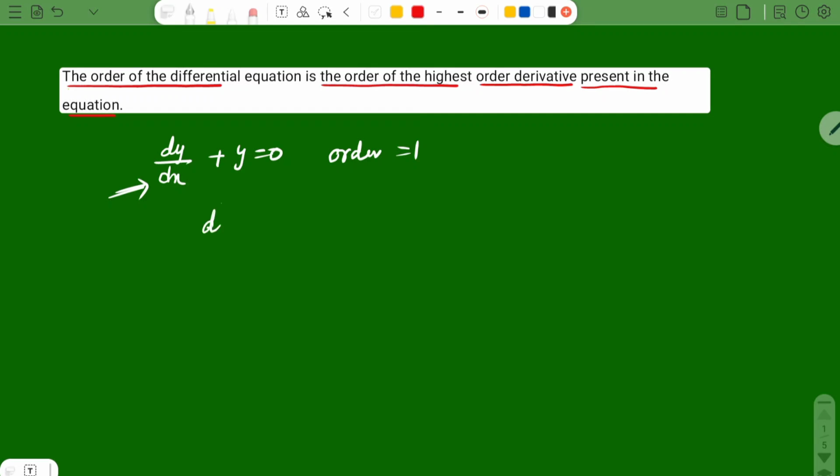Second example: d square y by dx square plus sin x is equal to 0, which means we are differentiating two times. So therefore order is equal to 2 in this one.